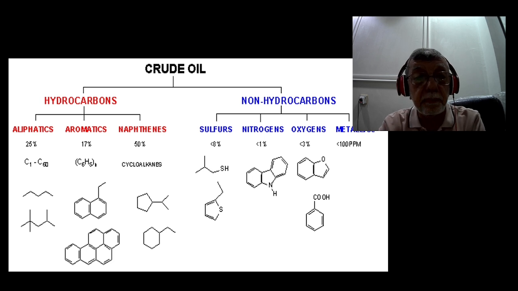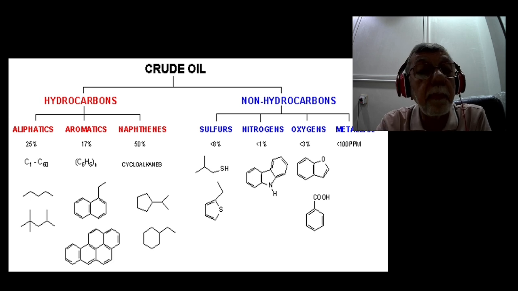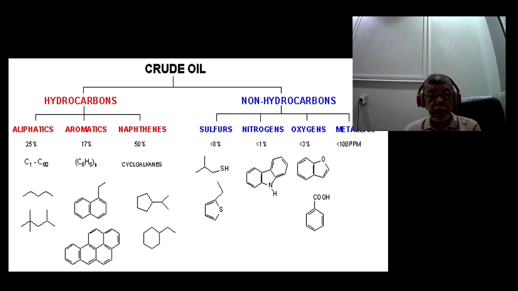As I spoke before about the crude oil, we said that there are two types of compound in crude oil: hydrocarbon compounds and non-hydrocarbon compounds. We spoke about hydrocarbon compounds, and we said that there are three types: aliphatic, aromatic, and naphthenic.